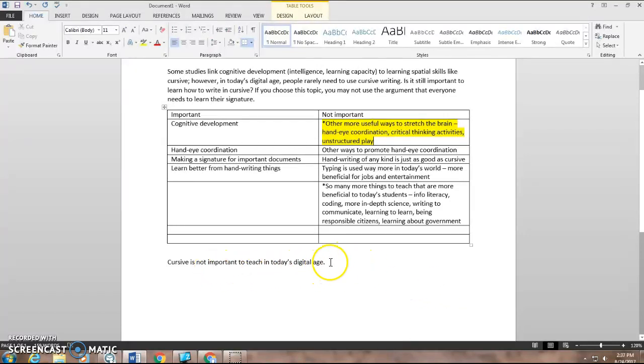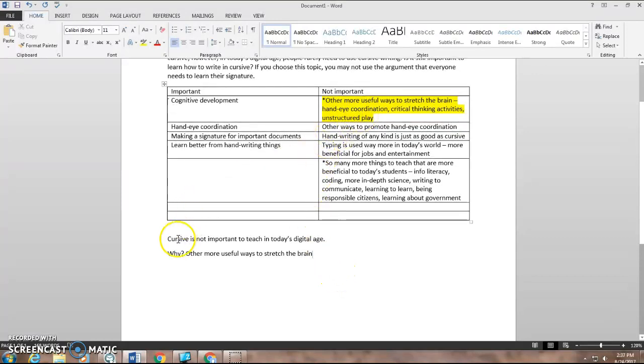So cursive is not important to teach in the digital age. Why? Because there are other more useful ways to stretch the brain. So this helps. This gives me a lot. This allows me a much narrower topic, this maybe takes me from a book to a chapter, but still you only have 3.5 pages, so even this is too much.